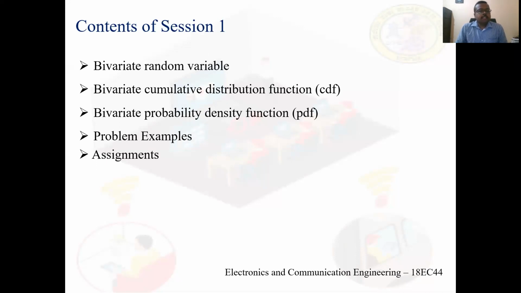Now we'll look at the contents of session 1. Firstly, we'll understand what is bivariate random variables. Afterwards, we'll look at bivariate CDF and bivariate PDF. Once we study the bivariate CDF and PDF, we'll look at some problem examples. And lastly, we'll look at the assignment questions.